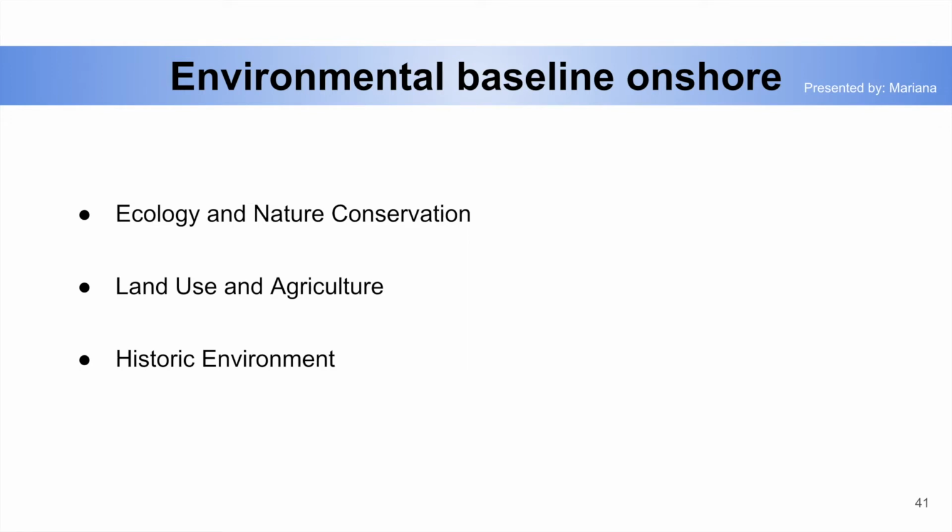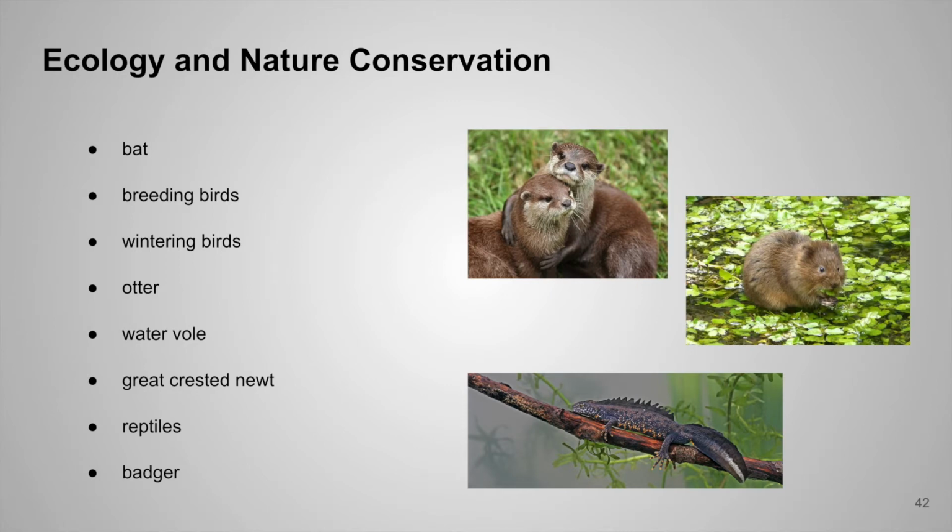Environmental baseline onshore. In this part of the presentation, we will describe some of the environmental components that characterize the onshore area of the project. These will include ecology and nature conservation, land use and agriculture, and historic environment.